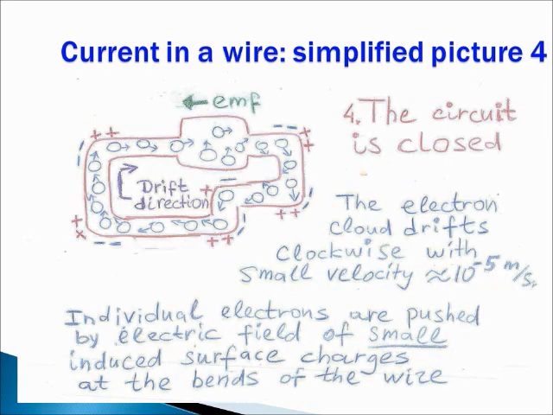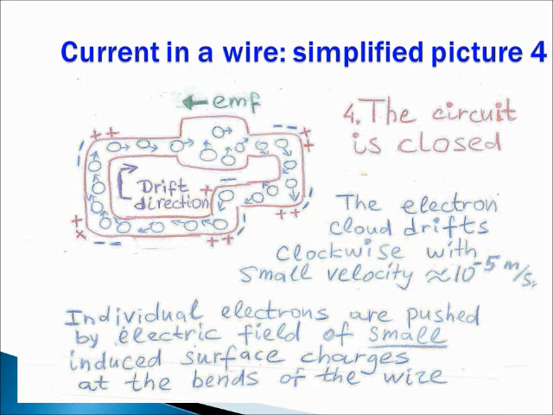On the other hand, if the circuit is closed, it forms a loop along which the electrons can flow in a continuous motion. The solution of equations for electric forces in this case prefers a constant electron current, in which case the electron cloud drifts clockwise with small velocity of order 10 to the negative 5 meters per second. Individual electrons are pushed along each part of the circuit by small induced surface charges at the bends of the wire. In each part of the circuit, the electric field goes approximately along the wire.